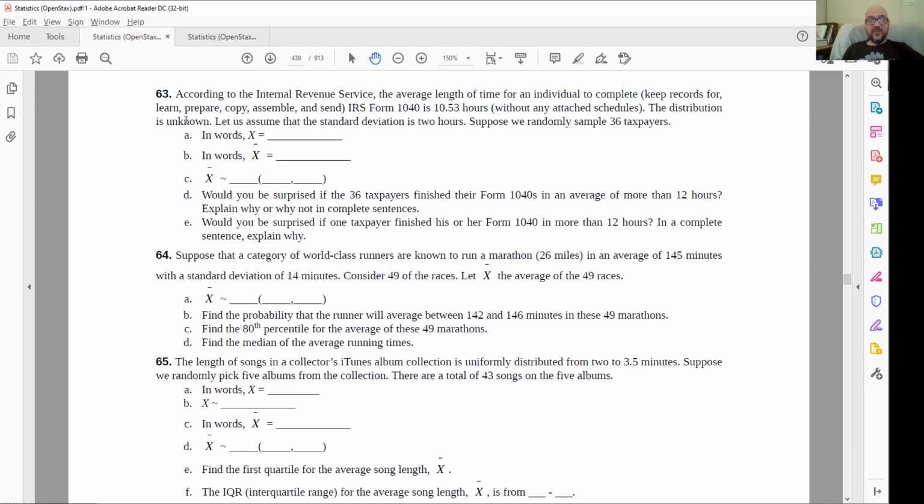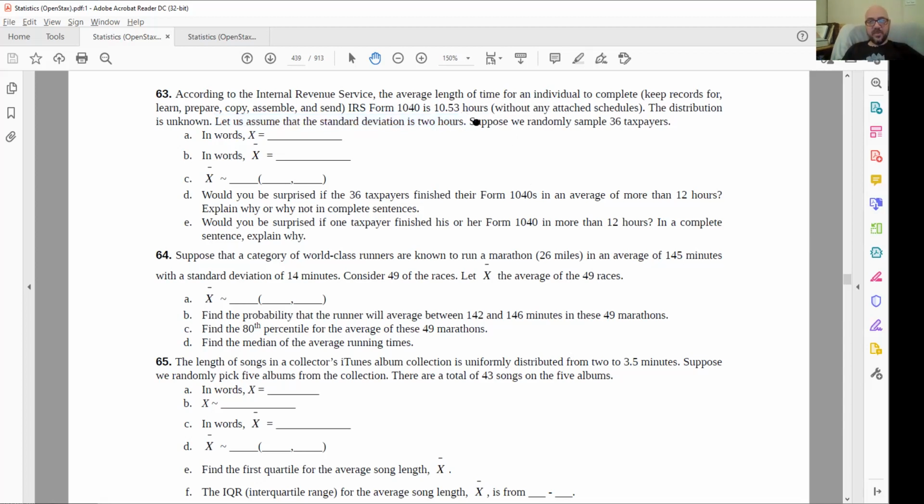The distribution is unknown. Let us assume that the standard deviation is 2 hours. I have no idea why we are assuming this. We'll just take them at their word. To be fair, they're just trying to come up with an original situation where you can use the central limit theorem. So we'll take them at their word. 2 hours, fine. If you're actually doing research, don't just guess at the standard deviation, though. It's not a good policy.